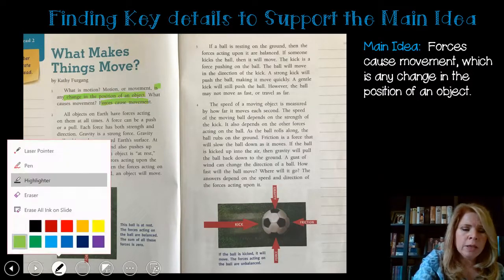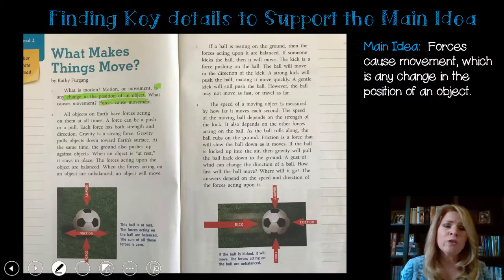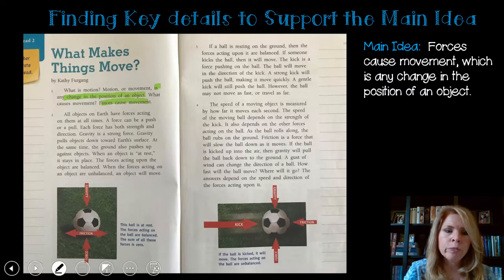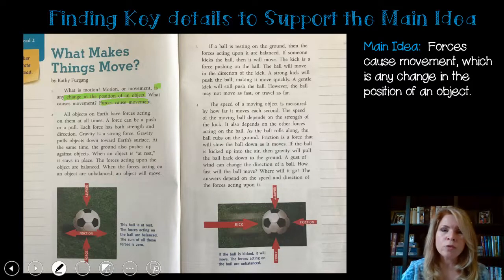So as I'm reading, I'm going to look for key details that are about forces causing movement. Let's read paragraph 2. All objects on Earth have forces acting on them at all times. A force can be a push or a pull. Each force has both strength and direction.